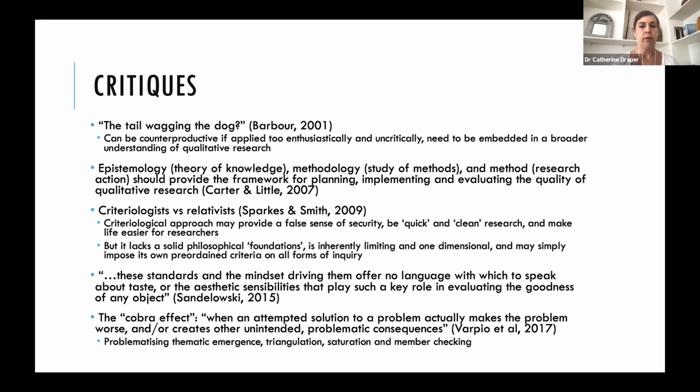Carter and Little, a little bit later on, said that epistemology, which they refer to as the theory of knowledge, methodology, the study of methods, and method, the research action, should provide the framework for planning, implementing, and evaluating the quality of qualitative research.